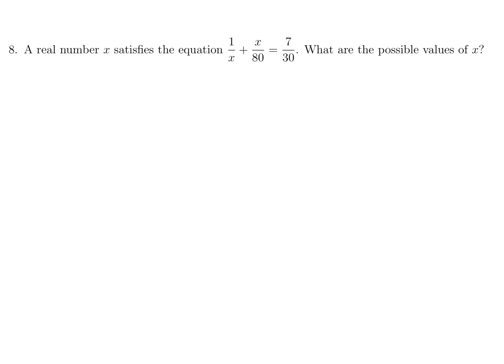A real number x satisfies the equation 1 over x plus x over 80 is equal to 7 over 30. What are the possible values for x? A real number. So let's do this math here. We've got 1 over x, x over 80, and 7 over 30.